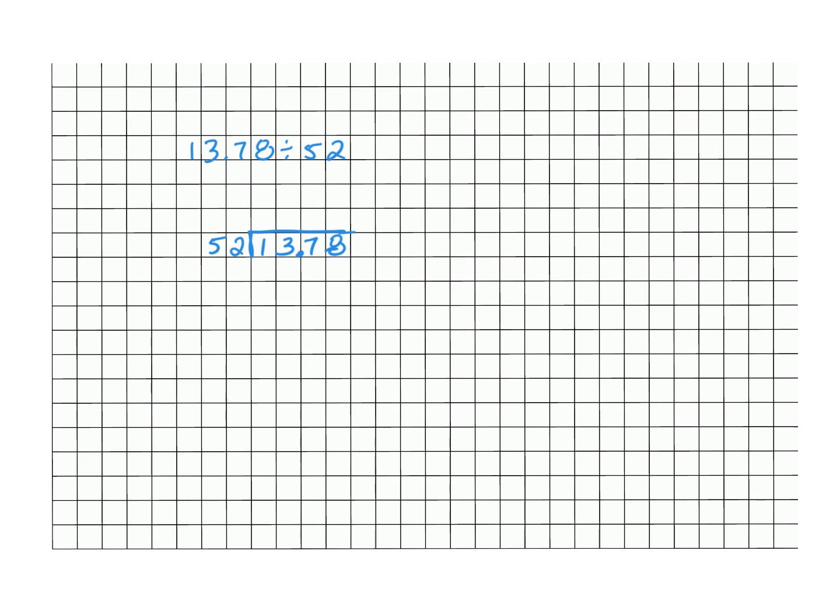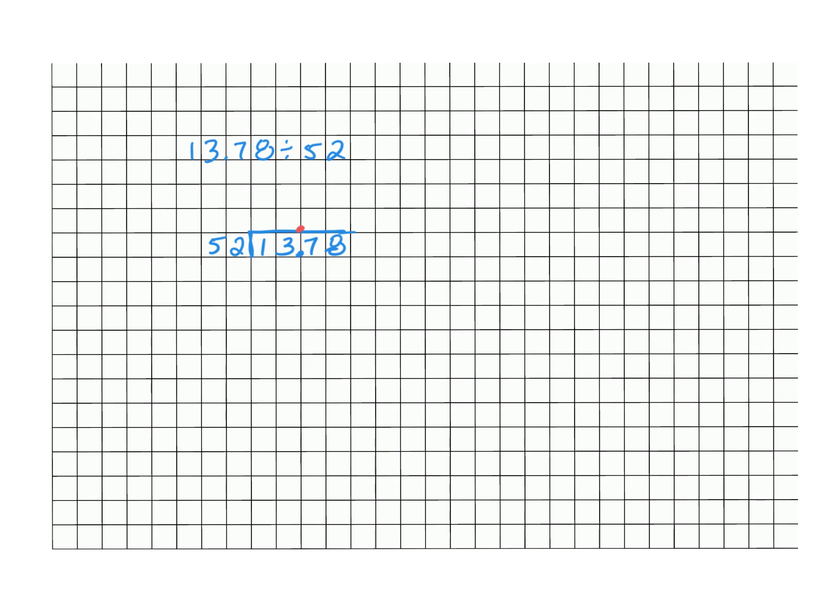Let's do another one, this one with a 2-digit divisor. So I have 13.78 divided by 52. And once again, notice that 52 is just a whole number, 52. So I have my 13.78, and once again, I have my decimal point between the 3 and the 7. So I know in my answer, my decimal point has to go straight up.